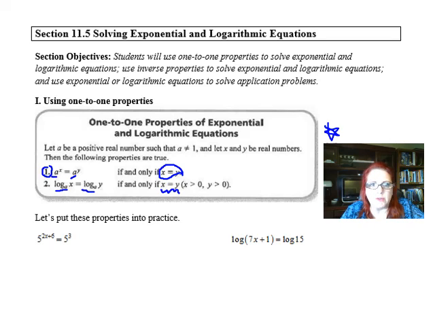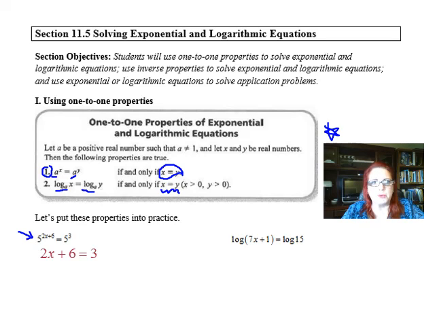So let's take a look at our first example. First one is 5 raised to the 2x plus 6 is equal to 5 cubed. So the base is 5, meaning that our exponents are going to be equal to each other. So we can set the exponents equal to each other. 2x plus 6 equals 3. And then we're going to solve from that.